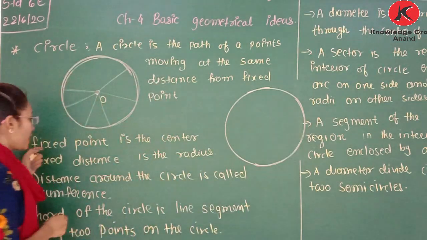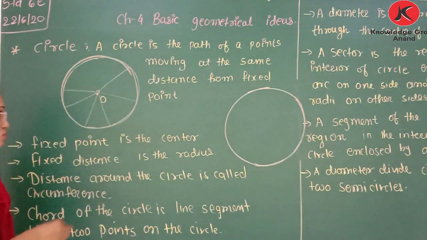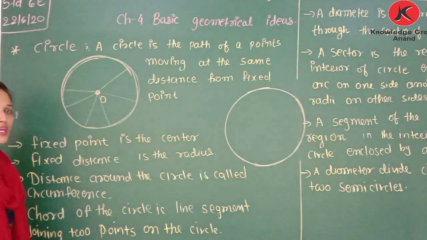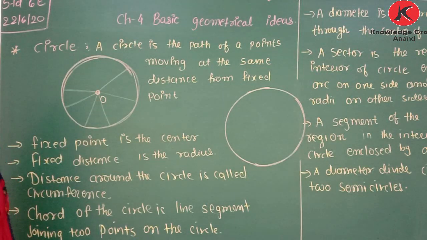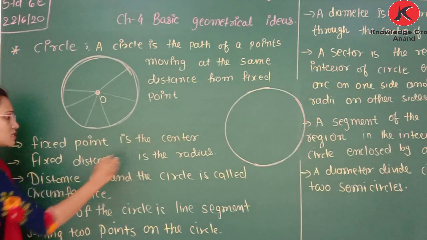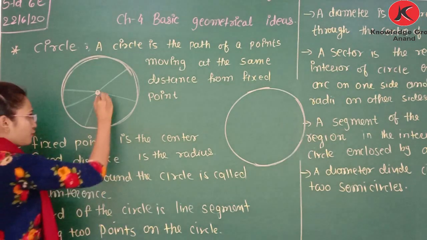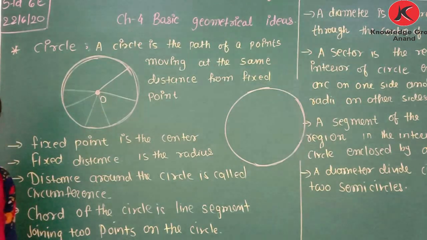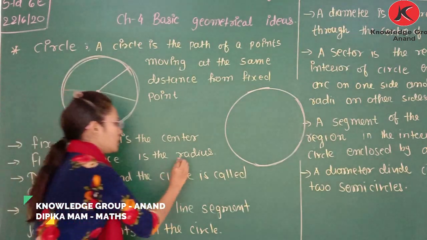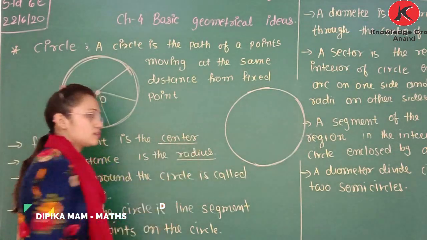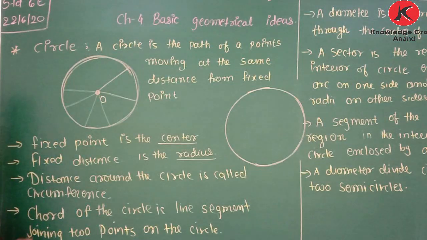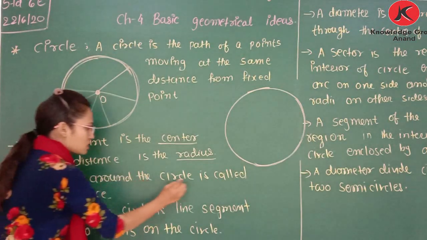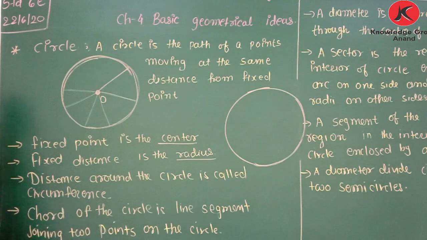So the fixed point is the center. This point O will be the center of the circle. The fixed distance is the radius. This distance for the circle will be the same. So the fixed distance becomes the radius and the fixed point will be the center. The distance around the circle is called the circumference.